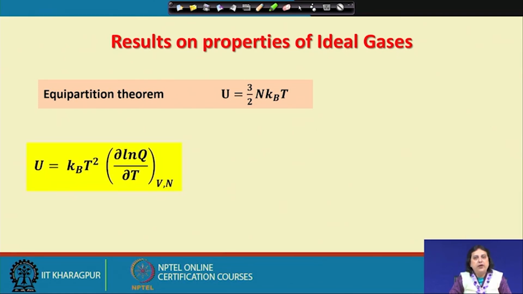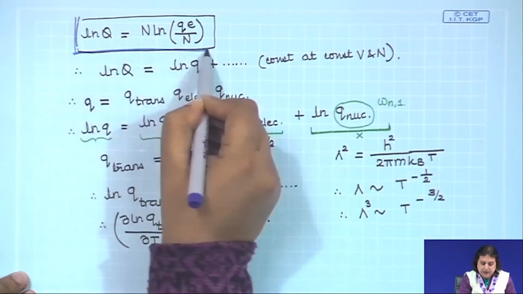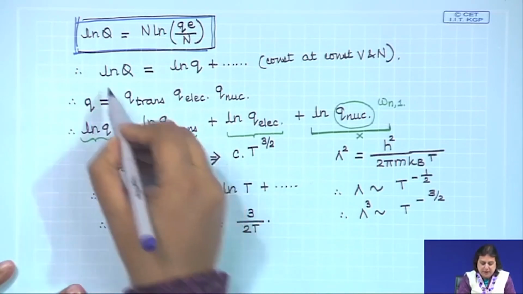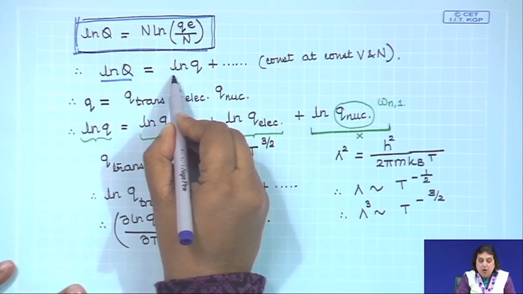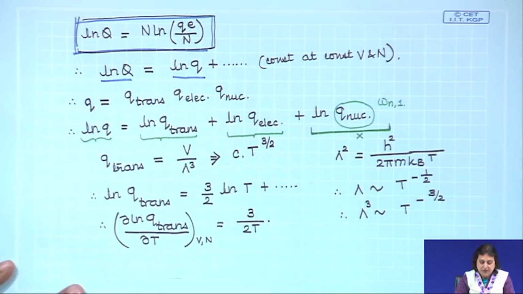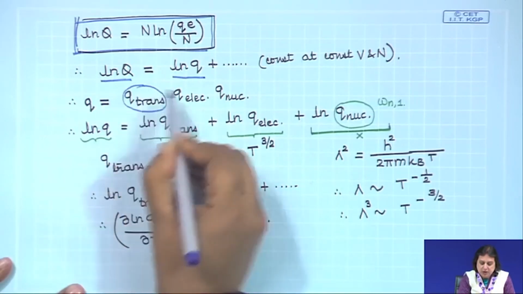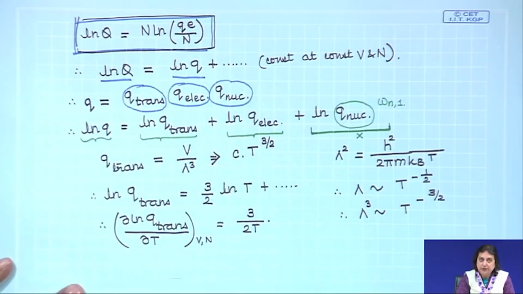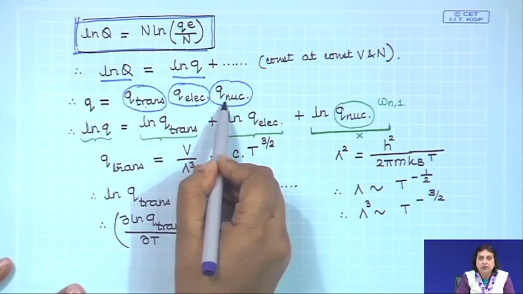And for this purpose we have already started to look at how to obtain the internal energy starting from the canonical partition function Q, and here we have seen that ln Q is related to small q, and at constant volume and number of particles the dependence of ln Q on temperature arises entirely because of ln small q. And then we started looking at the different contributions of different degrees of freedom to overall small q, q trans, q electronic and q nuclear.